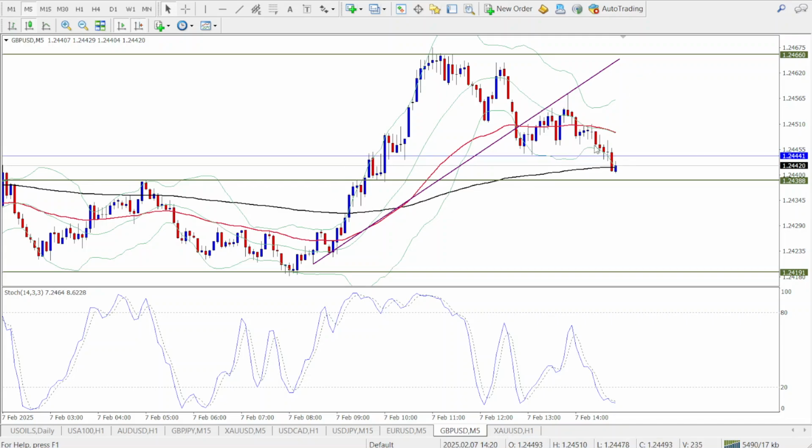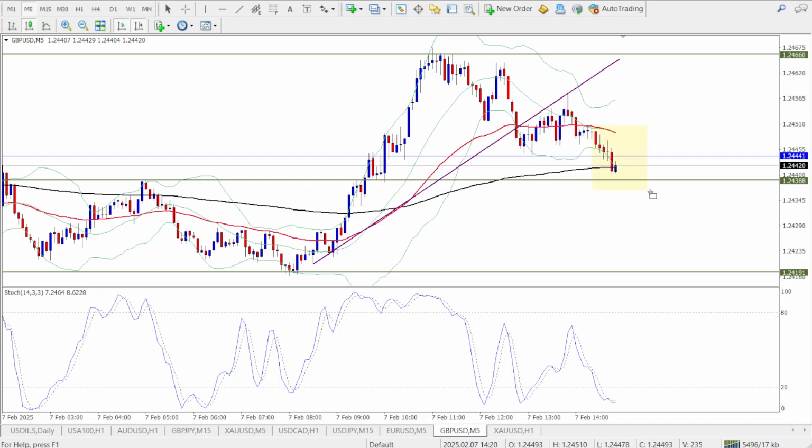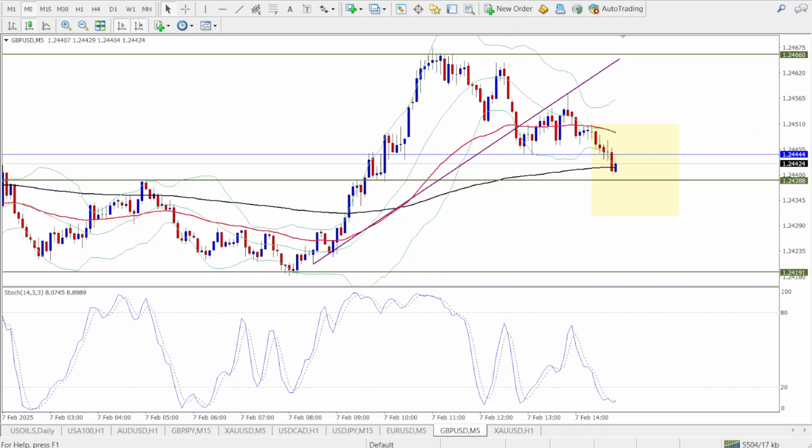And now it is retracing back to the 200 EMA. So if we have a bullish confirmation around here, if we actually have maybe a bullish candlestick pattern develop around here, it could be a good entry point.